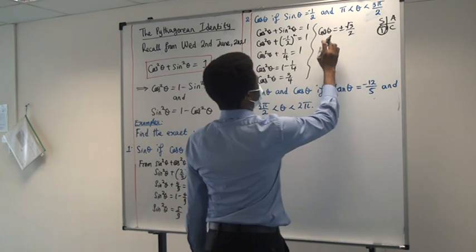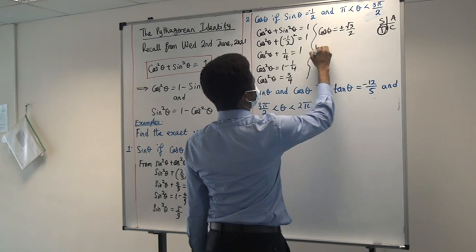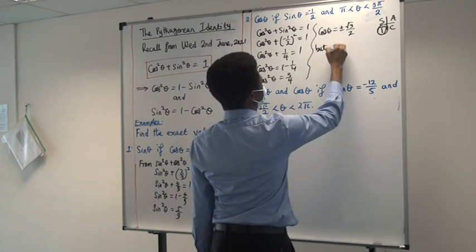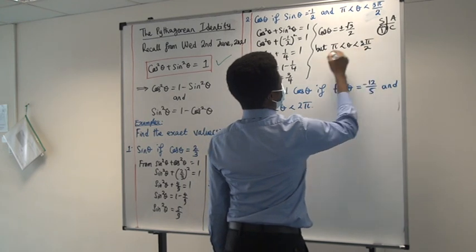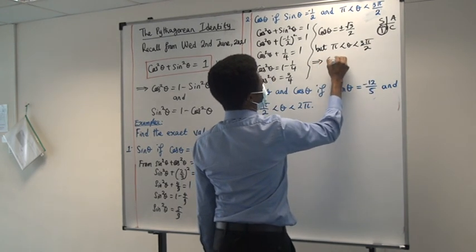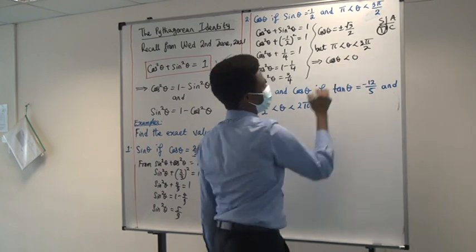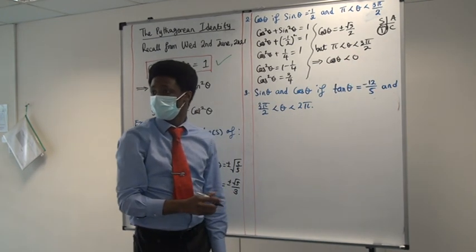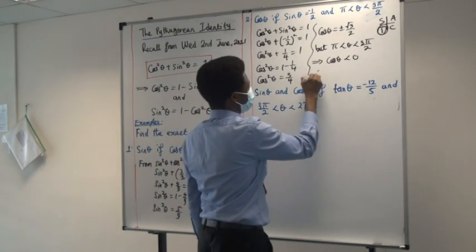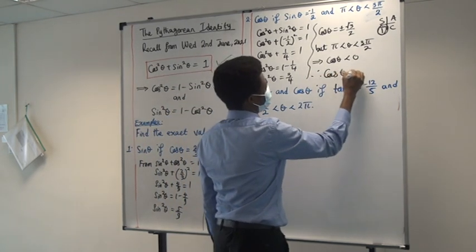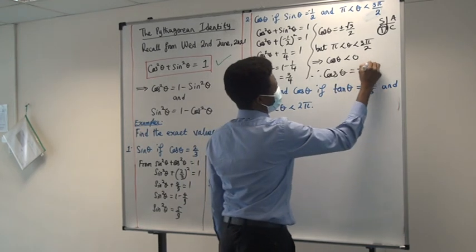So from here, you say, but theta is between pi and 3 pi over 2, which implies that your cos is less than 0, or your cos is negative. You understand what I mean? Therefore, our cos theta is equal to what? Negative.